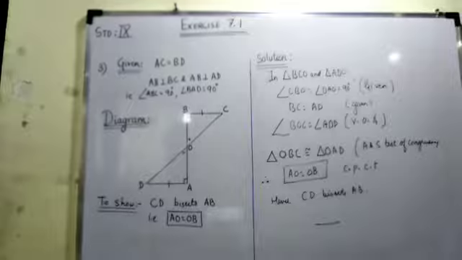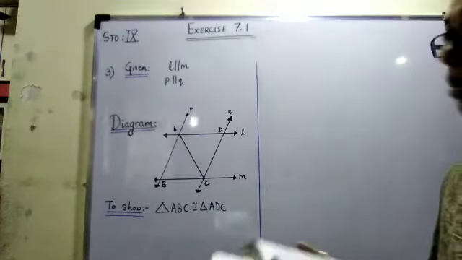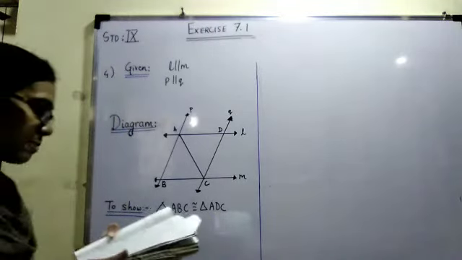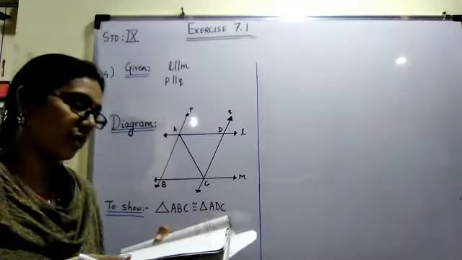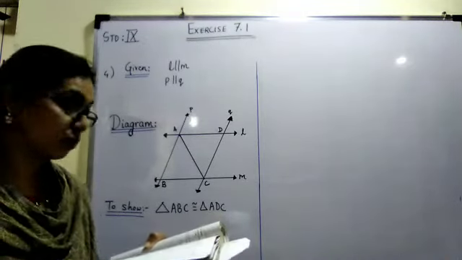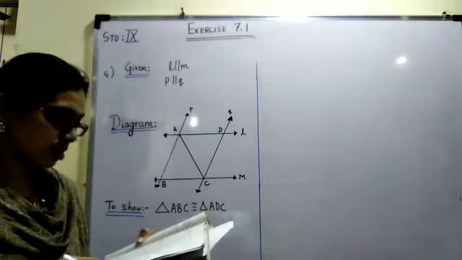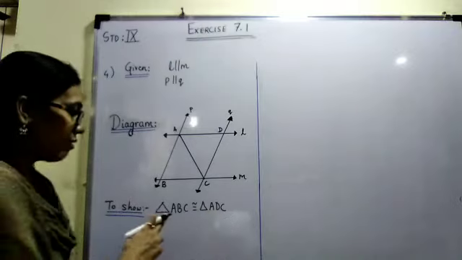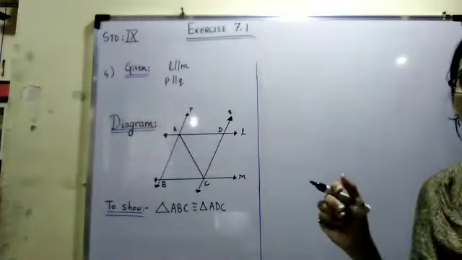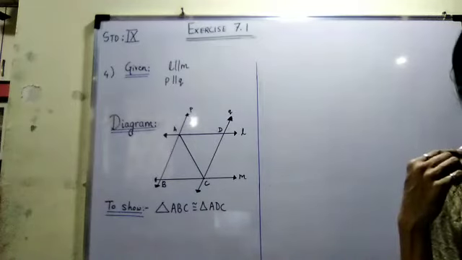Copy it down. Let us see the third one for the fourth question. Here L is parallel to M. L and M are two parallel lines intersected by another pair of parallel lines P and Q. These two parallel lines are intersected by another two parallel lines. You have to show that triangle ABC is congruent to ADC. So lines are parallel. We know the properties of parallel lines: corresponding angles congruent, alternate angles congruent.